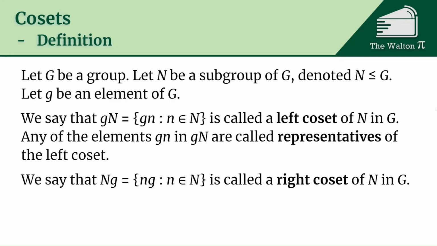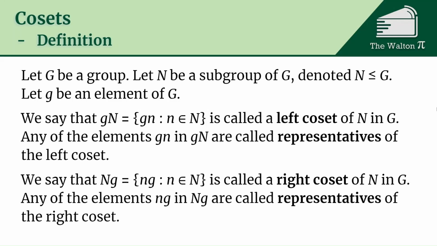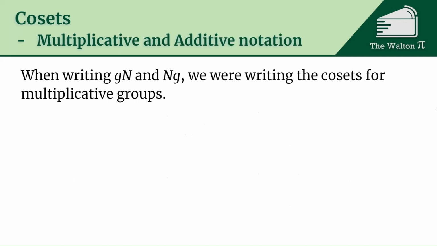We can also have a right coset where we just switch which order the multiplication comes. So if little g is on the right of big N, it's a right coset. And any of these elements are going to be representatives of the right coset.